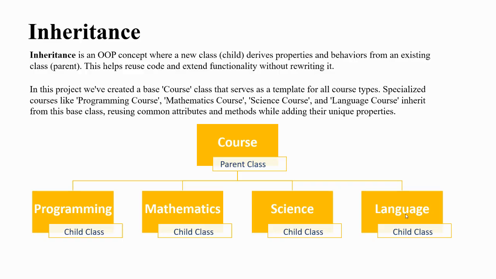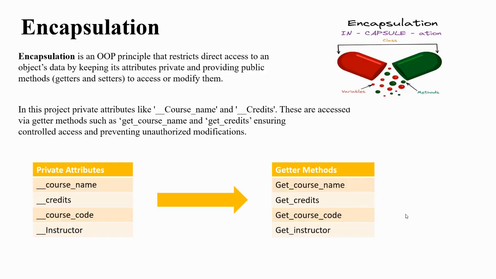Inheritance is indeed a fundamental concept in object oriented programming that allows you to create a hierarchical relationship between classes. It is like a family tree where a child class inherits the attributes and methods of its parent class. In this project we have a course class that acts as a base template. Each specialized course like programming course, mathematics course, science course, and language course inherits attributes and methods from this base class.